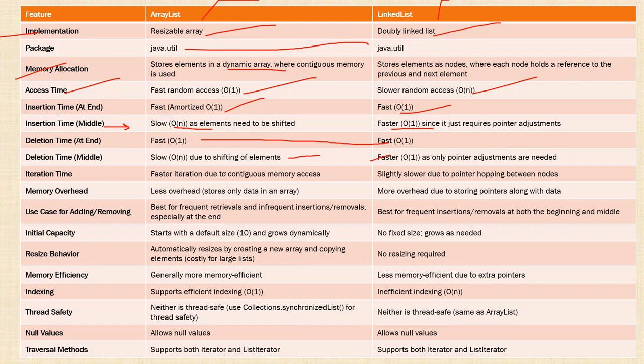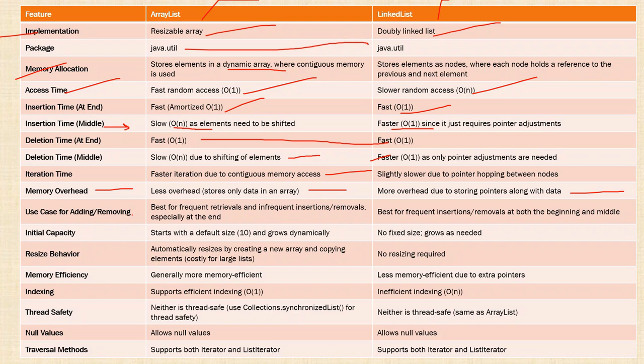Iteration time: faster iteration due to contiguous memory access for array list, and slightly slower due to pointer hopping between nodes for linked list. Memory overhead: less overhead in array list, which stores only data in an array, and more overhead in linked list due to storing pointers along with data. Use case: array list is best for frequent retrieval and infrequent insertion and removal, especially at the end. So if you want to retrieve frequently, you can use array list.